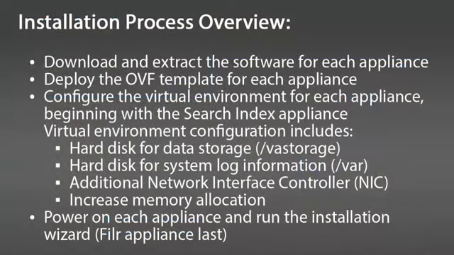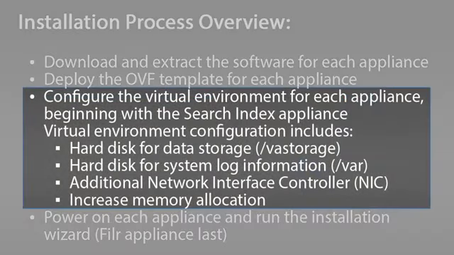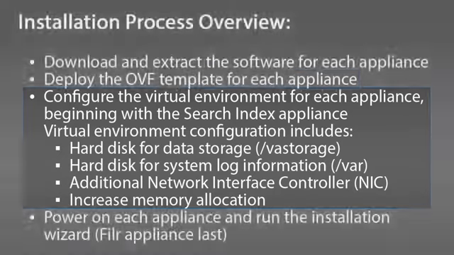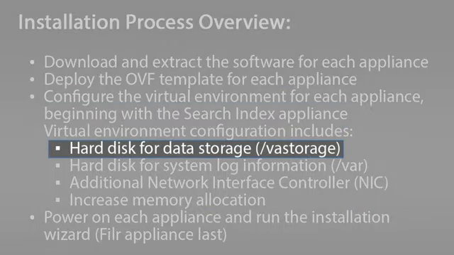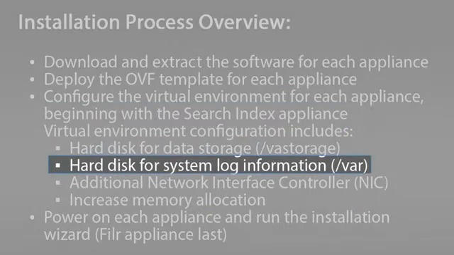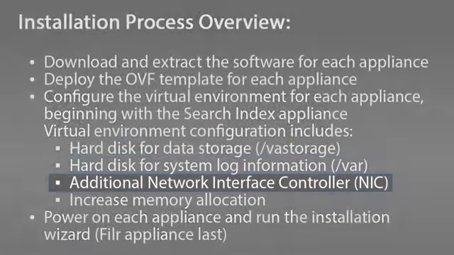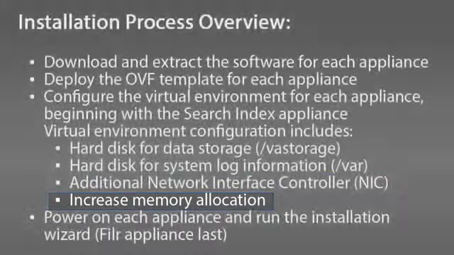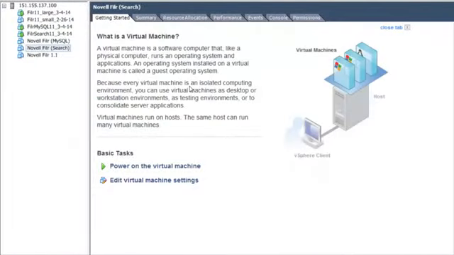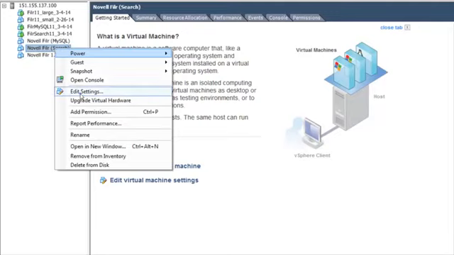After the OVF templates have been deployed, you need to configure the virtual environment for each appliance and go through the installation. As described in the Filr documentation, begin with a search index appliance. Create one VMware hard disk for storing configuration files and another for storing system log files. You can also create an additional network interface controller and increase memory allocation. In the vSphere client, right-click the virtual machine for your search index appliance, then click Edit Settings.